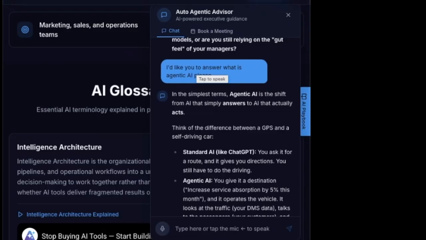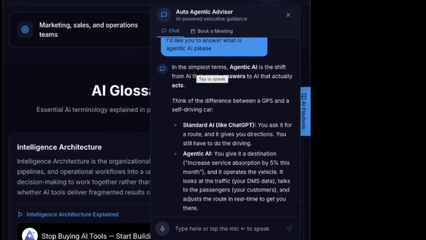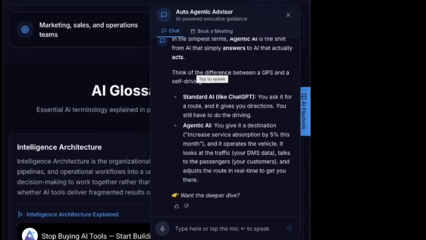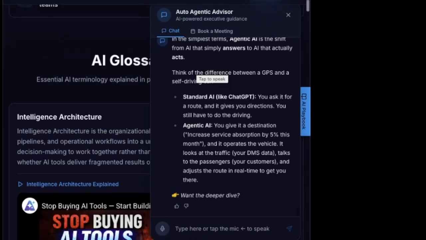So agentic AI is the shift from AI that simply answers to AI that actually acts. So think of it as the difference between a GPS and a self-driving car. Standard AI like ChatGPT, you ask it for a route, it gives you directions, you still have to do the driving. Agentic AI, you give it a destination, increase service absorption by 5% this month, and it operates the vehicle. It looks at the traffic, your DMS data, talks to the passengers, your customers, and adjusts the route in real time to help get you there. So I wanted a simple explanation that would actually work within an automotive context.